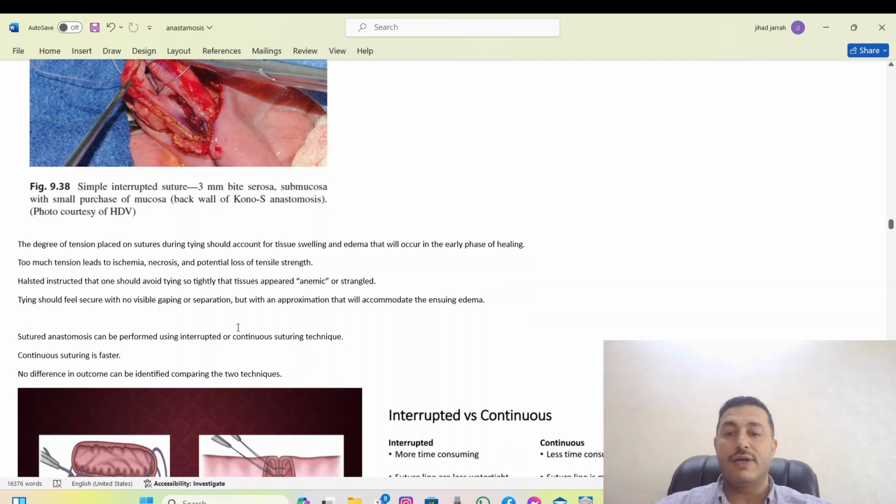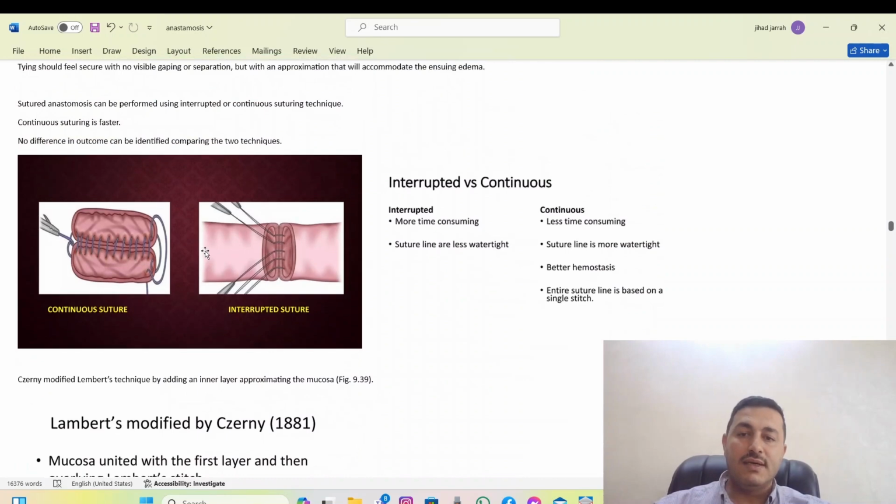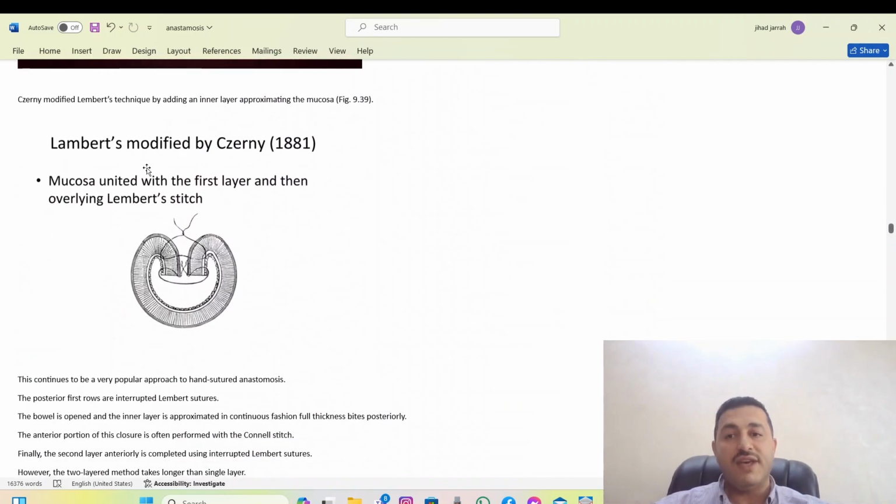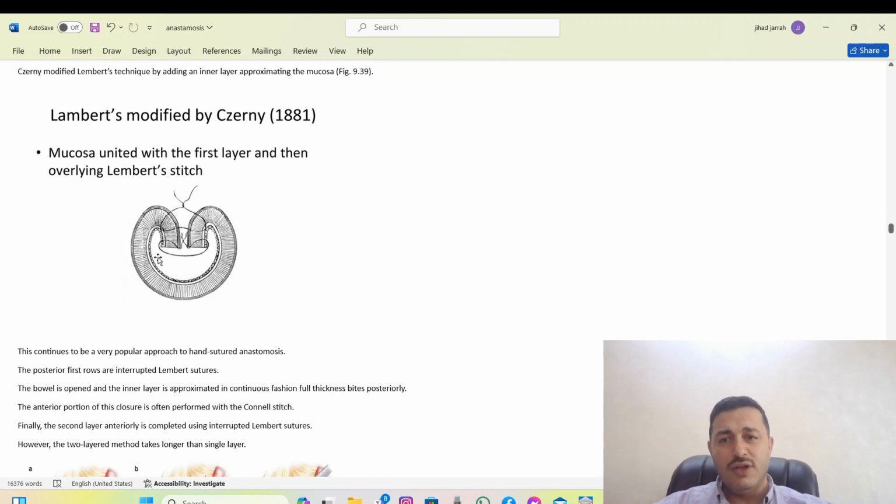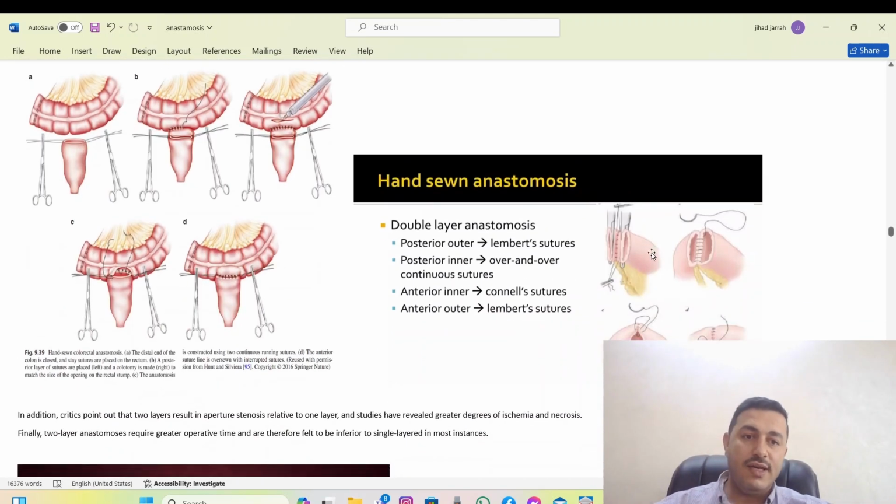Okay. Before talking about continuous or interrupted, this is a modification of Lambert in which they use an inner full thickness stitch approximating the mucosa. Actually, this is hard to perform because this will be the first layer you will perform, and this will be the second layer. If we take a look here, these are two segments. This is double layer using Lambert. The outer layer you can see here. This is the posterior wall. The outer layer using a Lambert stitch, only approximating the serosa.